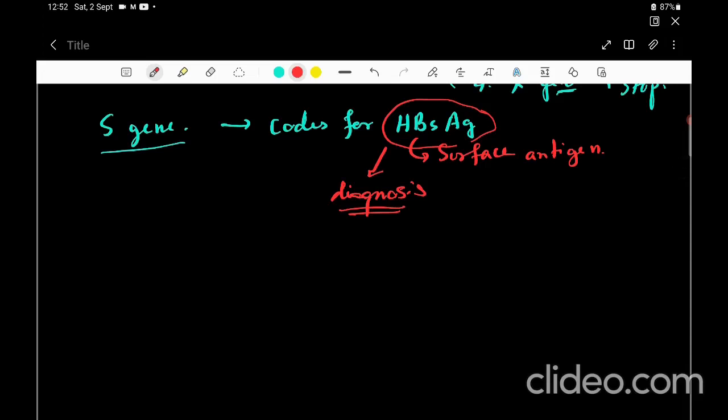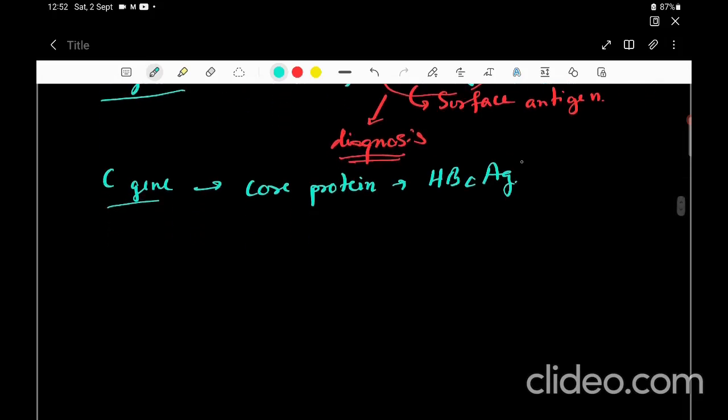Then we have the C gene. The C gene codes for the core protein of the virus, HBcAg. At times this HBcAg can be seen in blood, but at times it is intracellular and can't be detected.